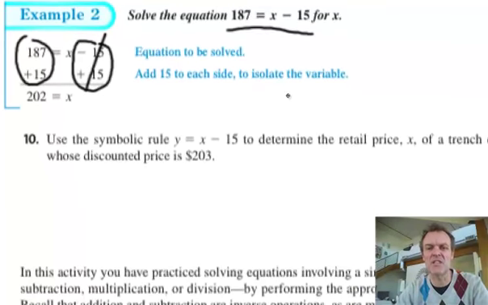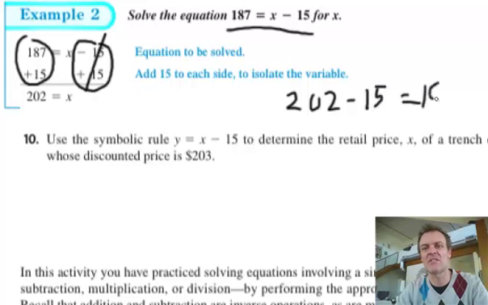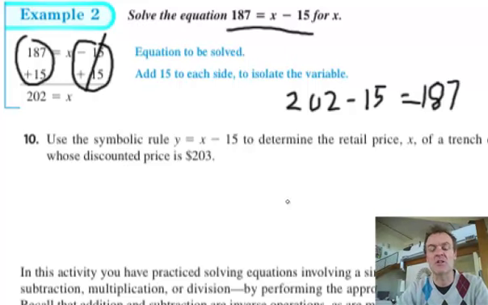Well, let's think about it. Was the original $202? So when I took off the $15 discount, yes, I would get that 187 discount price. Okay, that's just me checking. All right. So again, that is the algebraic expression.